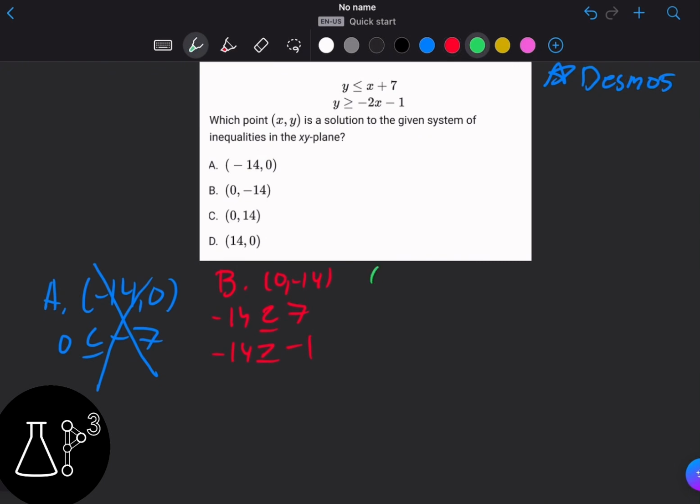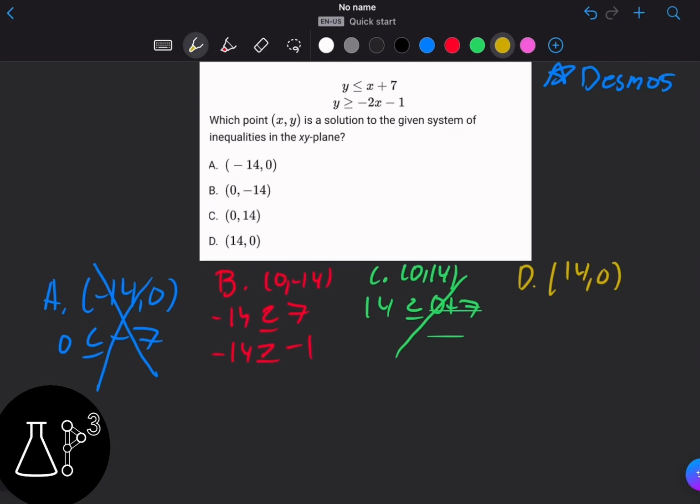Let's do C now. Our points 0 and 14. If we plug into the first equation, we get 14 is greater or equal to 0 plus 7, and we're left off with 7. And 14 is greater than 7, so C is incorrect. Let's try D now. Our points 14 and 0.